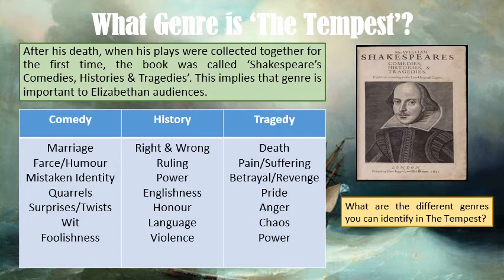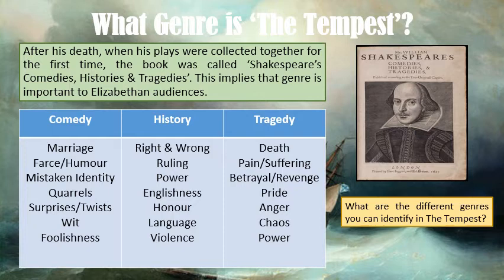So remember, genre is what type of story is it? After his death, when his plays were collected together for the first time, the book was called Shakespeare's Comedies, Histories and Tragedies. This implies that genre is important to Elizabethan audiences. If you see, there's a picture there of the original book, which was printed in 1623, after his death. But they've put together and said that the main genres of his plays were either comedy, history, or tragedy.